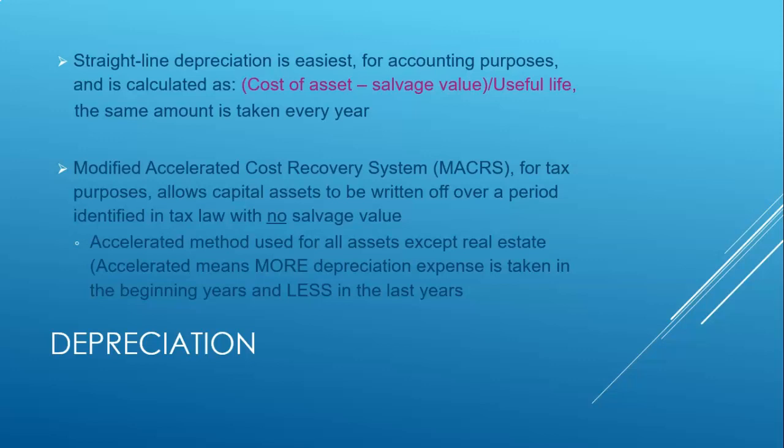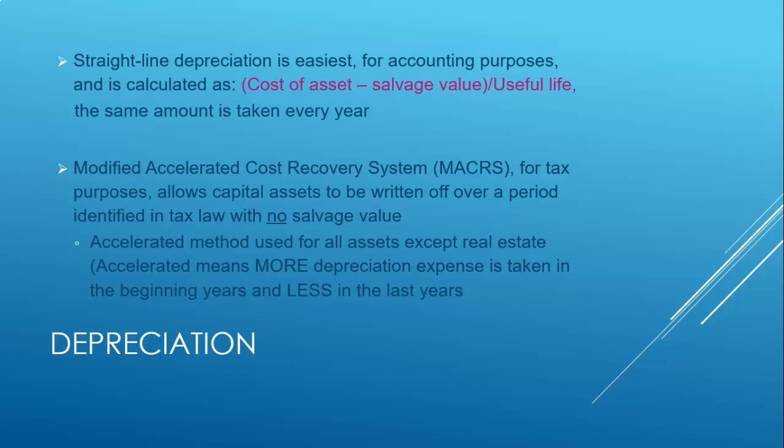Straight line depreciation is what we talked about in Accounting 101, and you've probably talked about it in other classes. It's easiest for accounting purposes. It's calculated as, up in the numerator, the cost of the asset minus any salvage value. Salvage value is what management thinks they will be able to sell this thing for once they're done using it. Once their useful life is over, they could maybe still sell this thing. And we divide that depreciable base, or depreciable cost, which is cost of the asset minus salvage value, by the useful life.